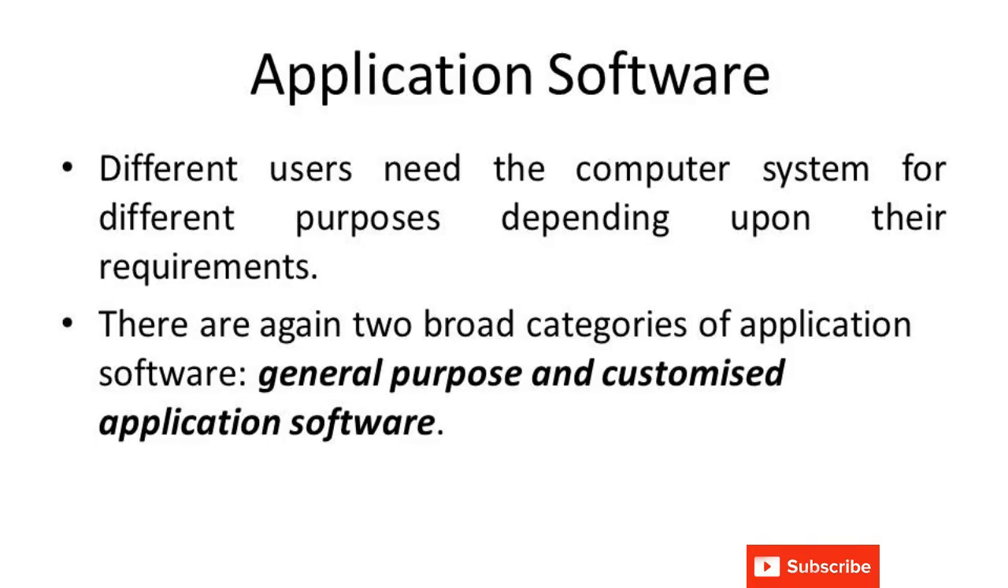Application software are used for some particular applications. Different users need the computer system for different purposes depending upon their requirements. Application software are broadly categorized into two types, general purpose and customized application software. General purpose software are designed to satisfy common needs of people. For example, spreadsheet software, Calc, Adobe Photoshop, Mozilla web browser.